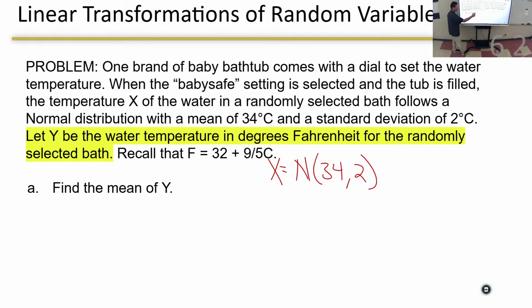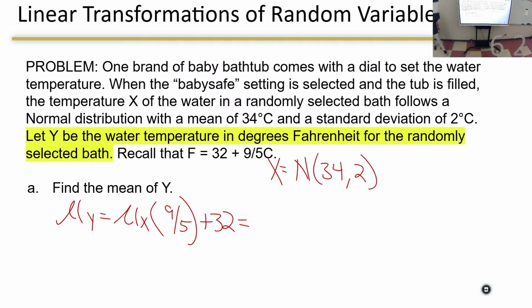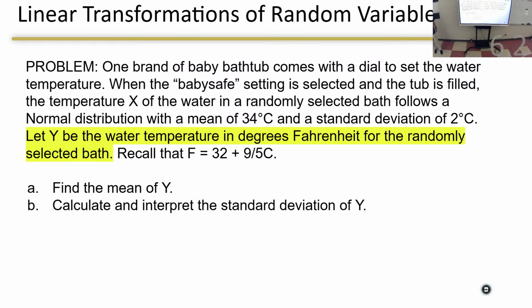Let Y be the water temperature in Fahrenheit. Recall that Fahrenheit is equal to 32 plus 9/5 C. Find the mean of Y. Well, the mean of Y is equal to the mean of X multiplied by 9/5, but we're also adding the 32. And the mean of X was 34. So 34 times 9/5 plus 32. Everybody okay with that? I'll give you that answer in just a second.